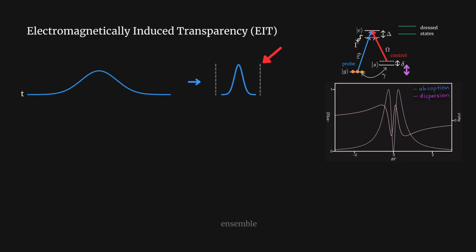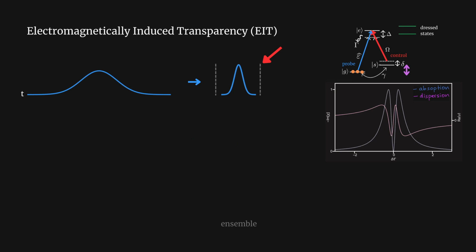So if we consider an ensemble in the EIT regime, the absorption and dispersion curves as a function of this two-photon detuning look like this. So we can see that there's a single absorption feature corresponding to the transition, and within that we have this narrow transparency window where the dispersion curve sharply changes. This leads to a reduction in group velocity of the incoming pulse. This long pulse in time gets compressed inside our ensemble when this control field is on. This concept is called slow light.